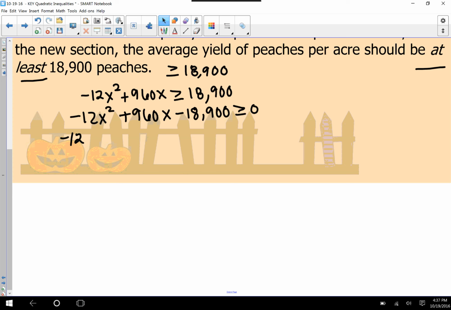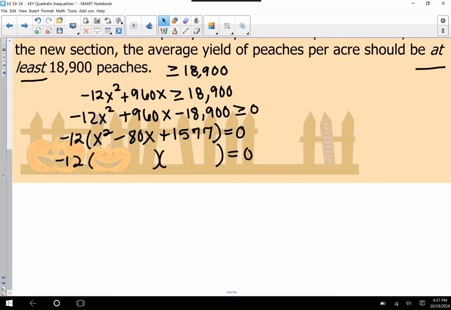All right, so if you factored a negative 12 out, you would get negative 12 times x squared minus 80x plus 1,575. And I'm going to go ahead and just set this equal to 0. Because I know that I need to figure out the solution. So I'm going to try to factor.